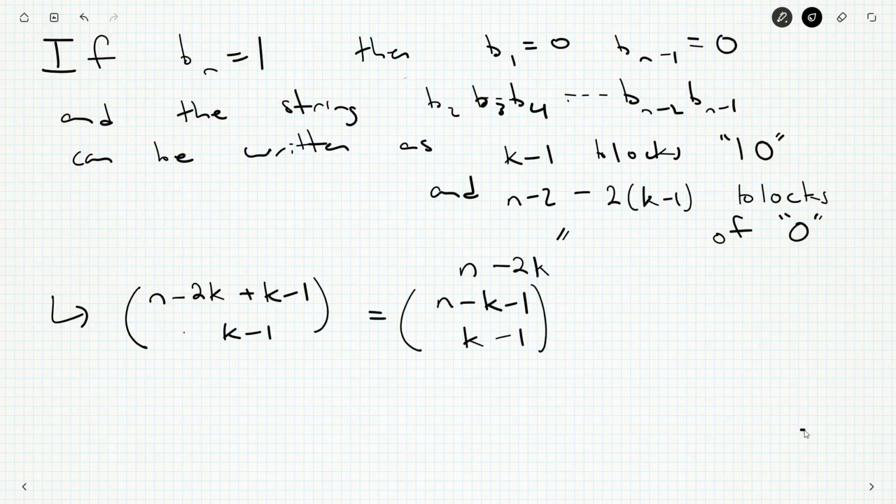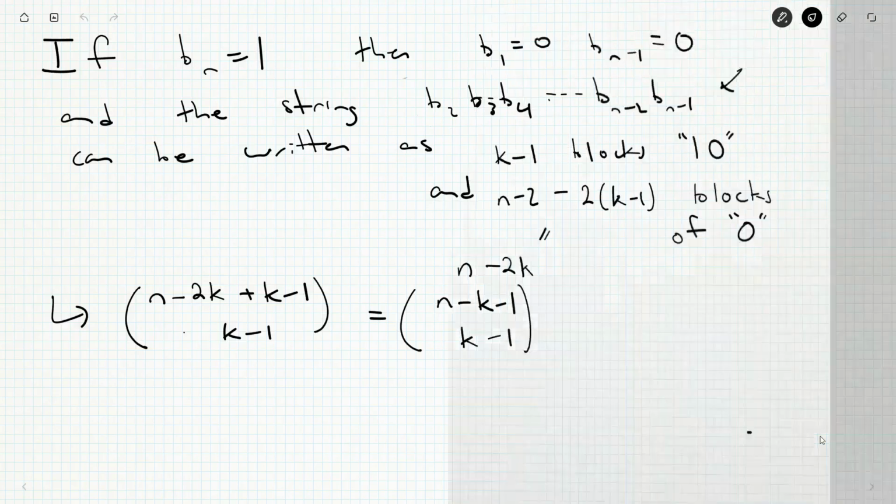And you may be a bit more comfortable if you wrote a bit more justification here, but I'm going to say clearly any k minus 1 blocks of 1, 0, and any n minus 2k blocks of 0 will do, and I'm pretty confident that this will break down into 1, 0s, and 0s. But if you want to write a bit more justification, more power to you. Alright, so that's if Bn equals 1. Could I do a similar sort of counting argument for Bn equals 0?